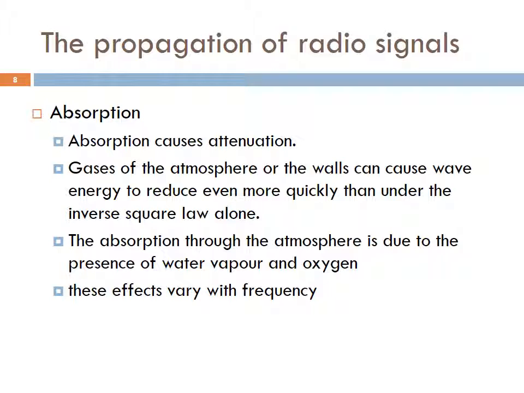One of these factors is absorption. For terrestrial communication, radio waves always travel through some form of matter, whether it's the gases of the atmosphere or the walls of your house. This can cause wave energy to reduce even more quickly than under the inverse square law alone, and so limit the maximum range of signals even more. The absorption through the atmosphere is due to the presence of water vapor and oxygen, and the way these effects vary with frequency is shown in the following figure.